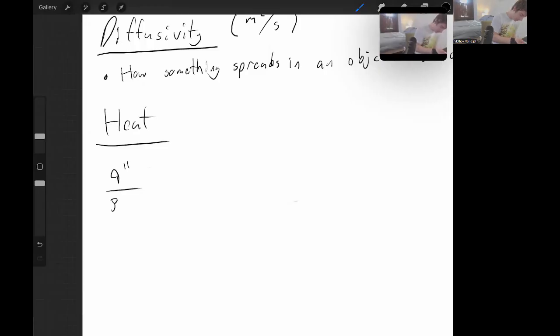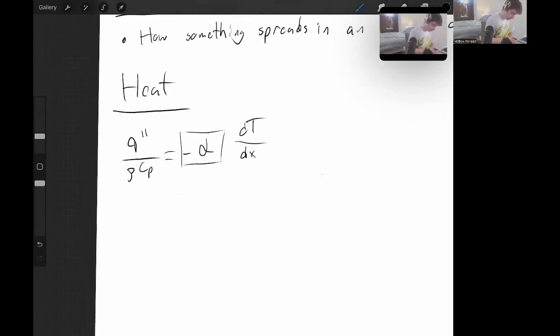Heat flux in regards to pressure and the specific heat. And then we have the diffusivity constant, which is negative because remember, anything hot is always going to flow into something cold. So we make it negative to correspond with that. And then we're going to have our temperature gradient, which is from our change of temperature over a change of distance. This can be X, Y, or Z. I just use X because that's what I'm more familiar with.